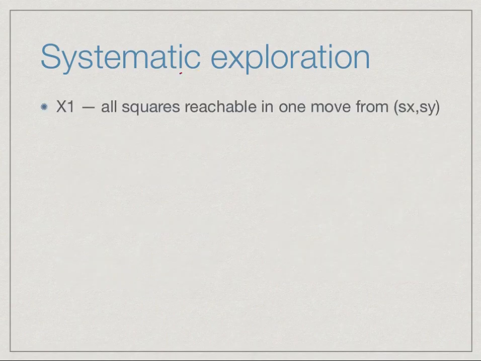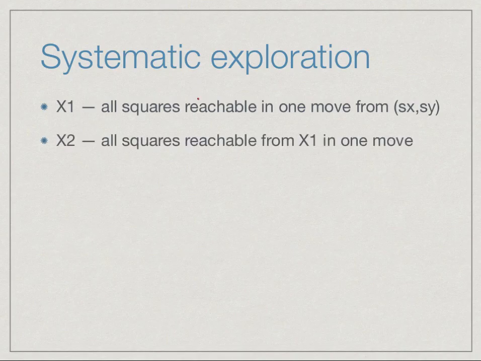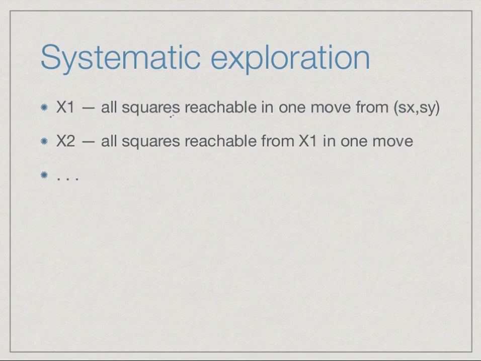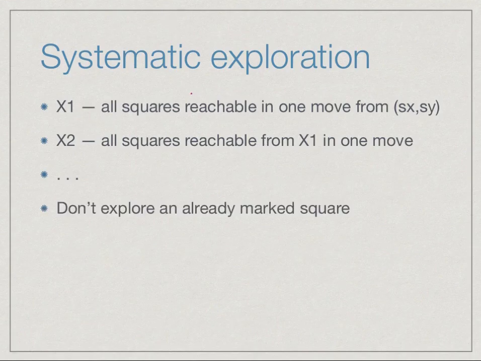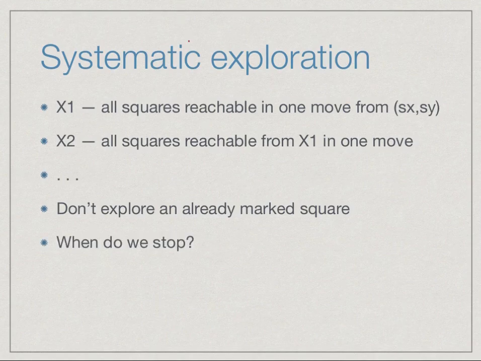So what we are trying to do is the following. In the first step, we are trying to mark all squares reachable in one move from the starting point sx, sy, call this x1. Then we try to mark all squares reachable from x1 in one move, call this x2. Then we will explore all squares reachable from x2 in one move, call this x3, and so on. Now one of the problems is that we saw that since we could reach x2 from x1 in one move, the squares that you can reach from x2 will include squares in x1. So how do we ensure that we don't keep exploring an already marked square and go around and around in circles? And related to this question is, how do we know when to stop?